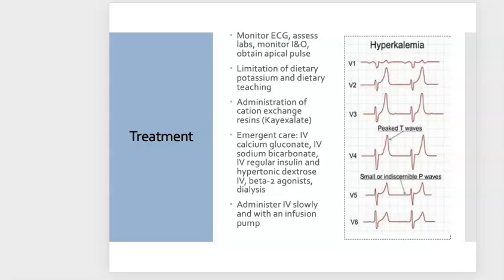Emergently, we can give IV calcium gluconate, IV sodium bicarb, or regular insulin IV to help move the potassium from the interstitial to the intracellular space. And that's how we might treat. Those are different ways to treat hyperkalemia.